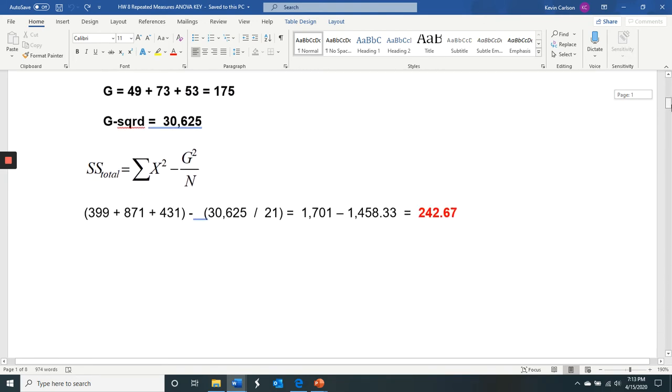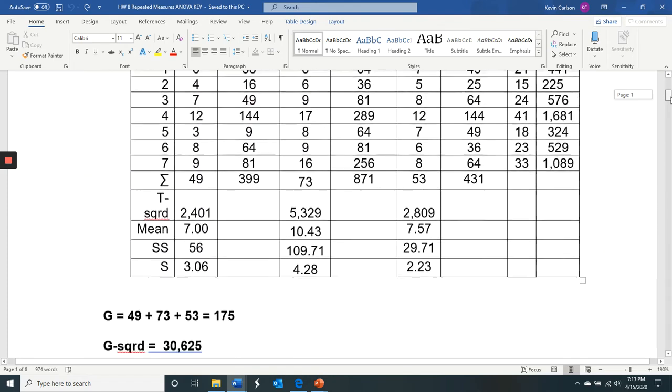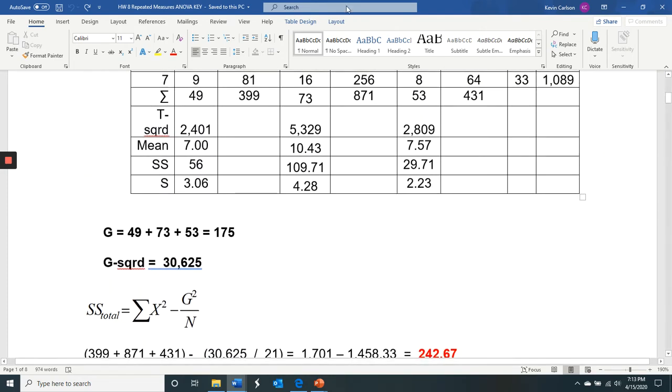And so let me go through this. I've actually already done G here. The G is just taking the T's. The T's were 49, 73, 53, right here. I added the T's together to get the G. And once I have 175 for the G, I take 175 times 175 to get G squared, 3,625. So now it's just plug-in time.